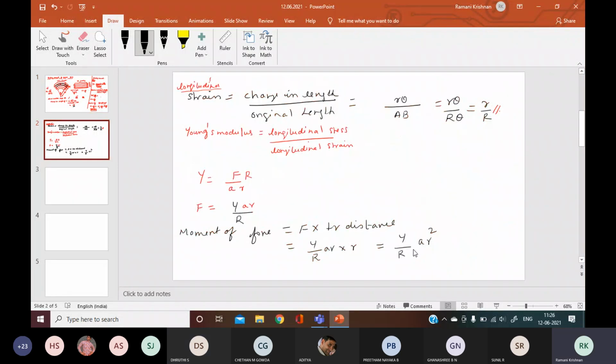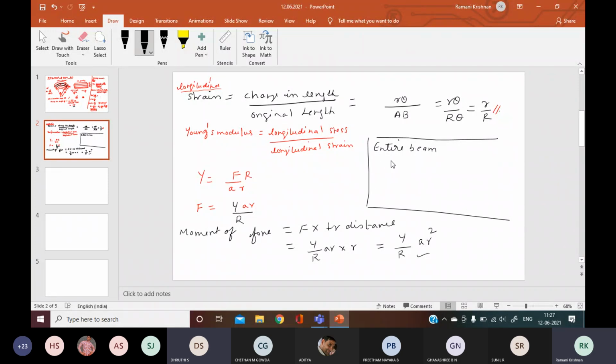So Y by R is the moment of force about the neutral axis due to the layer AB. Now what is the moment of force acting on the whole beam? This is the moment of force acting about the neutral axis due to the layer AB. Now what is the moment of force due to the entire beam? Ma'am, if we are taking with respect to the neutral axis, we have to take capital R. Why will we take capital R? Because it is with respect to the neutral axis.